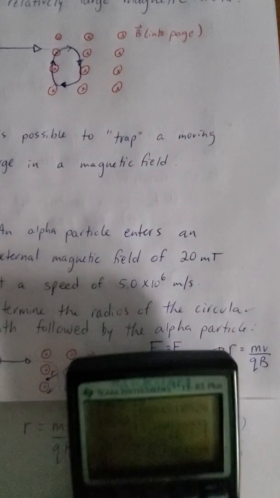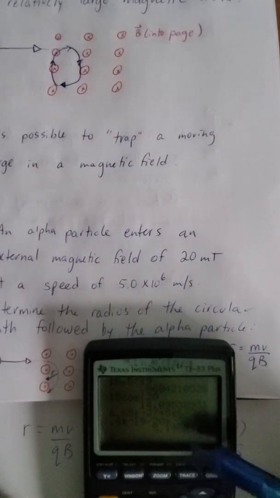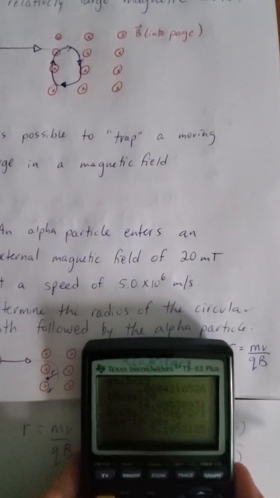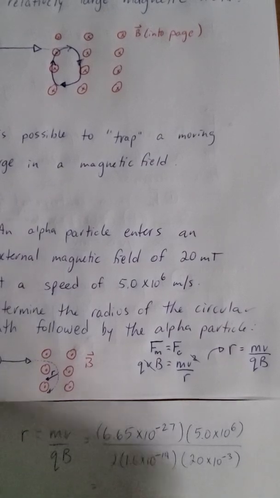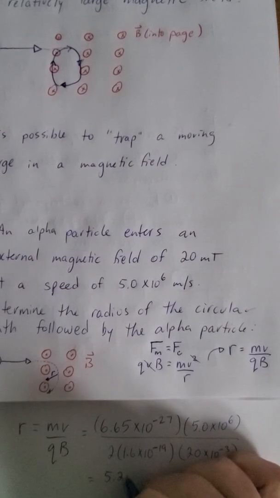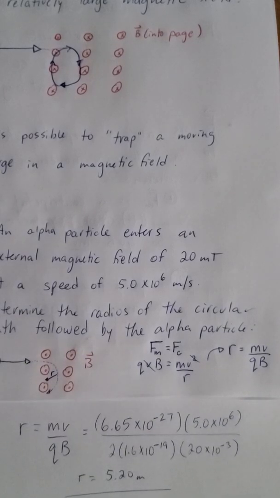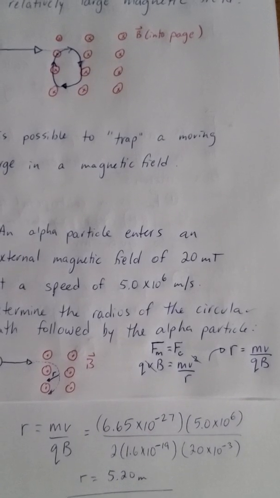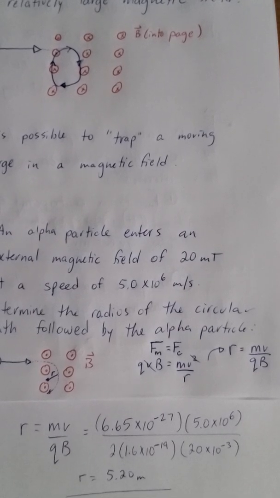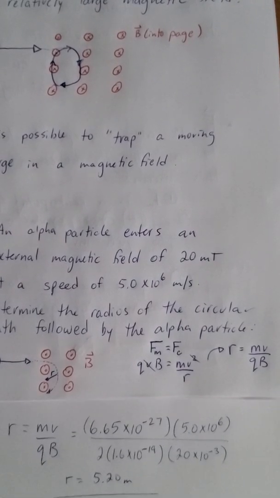All right, so I popped everything in my calculator here. I got 5.195. I'm going to call that 5.2. And in base units, so it's going to come out in meters. So that's the most common type of problem that you'll have to solve involving charges moving into a magnetic field.